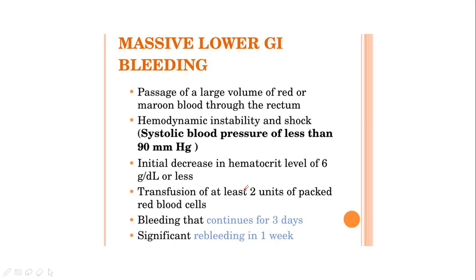You can call it massive lower GI bleeding when these kinds of effects occur: either it continues bleeding, or it rebleeds within 1 week, or you are going to transfuse 2 pints of red blood cells, or you do a CBC and see a hemoglobin level of 6, or the patient is hemodynamically unstable.